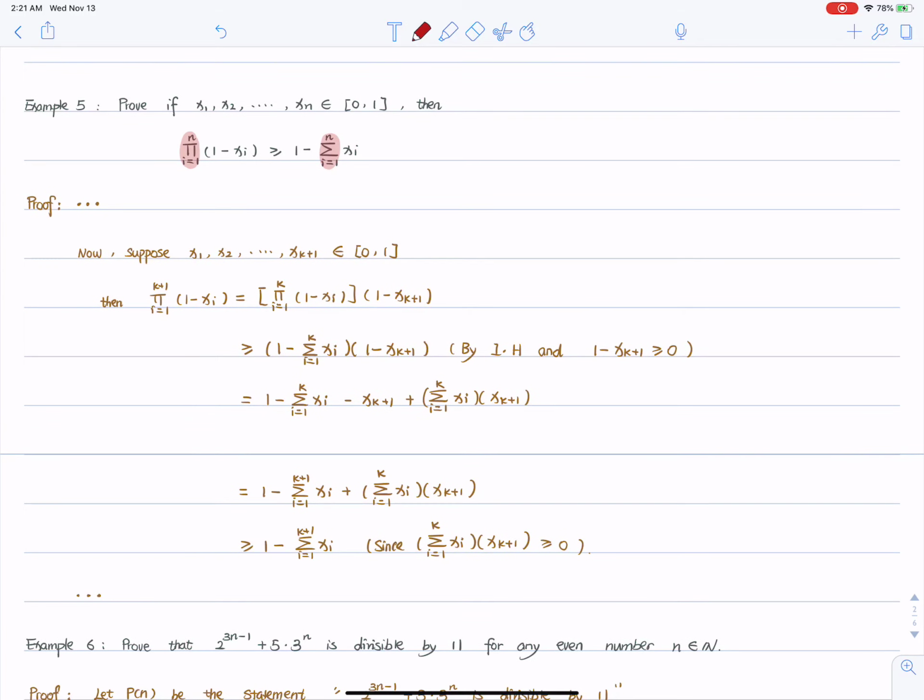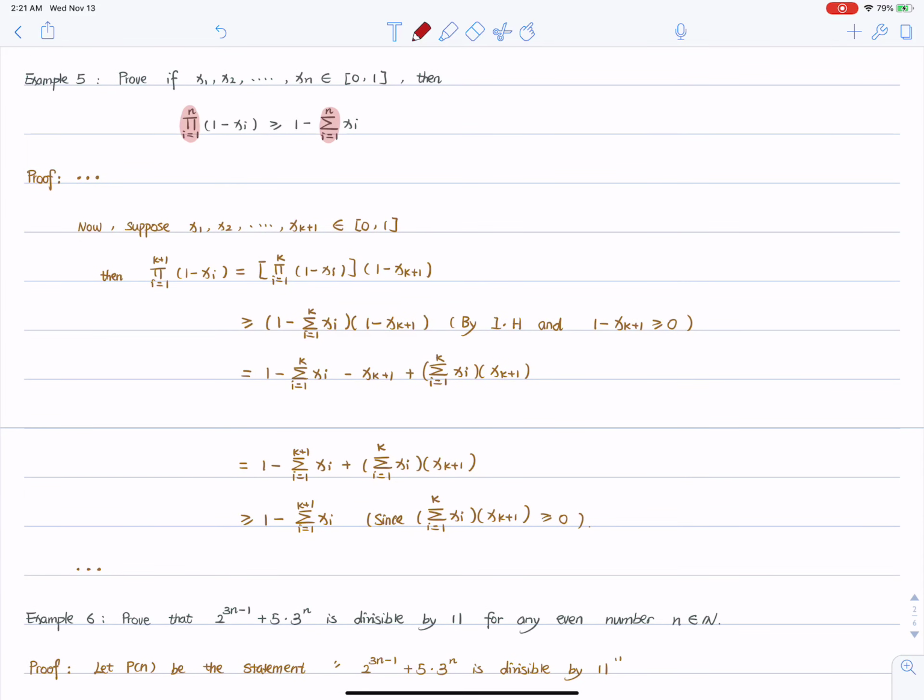Again, I skipped the base case and hypothesis and stuff. Now it's just the inductive step. Suppose this whole thing is in the interval [0, 1]. Then we have this. We need to show that the product from i=1 to k+1 of (1 - xi) is greater than or equal to 1 minus the summation from 1 to k+1 of xi. Okay, this is what we need to show.